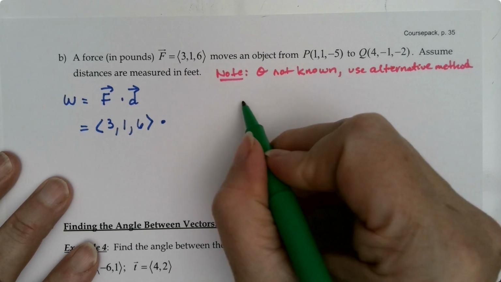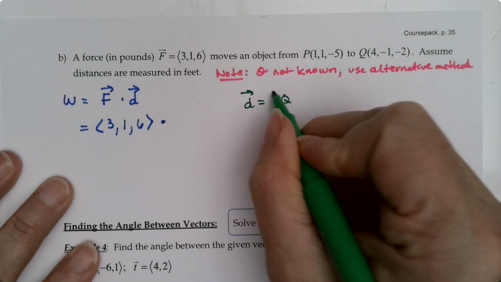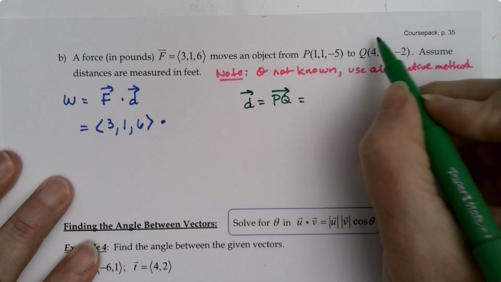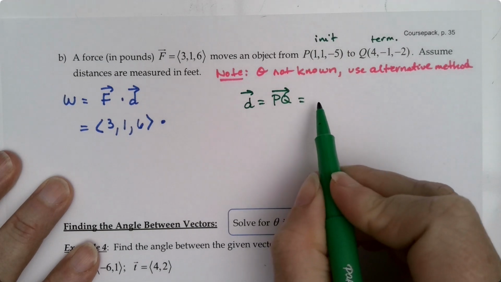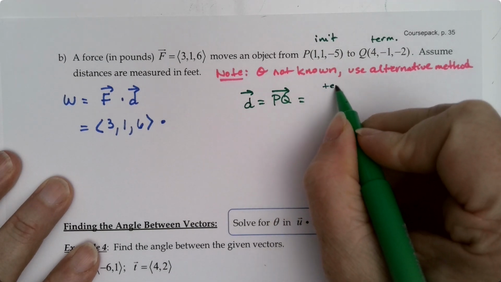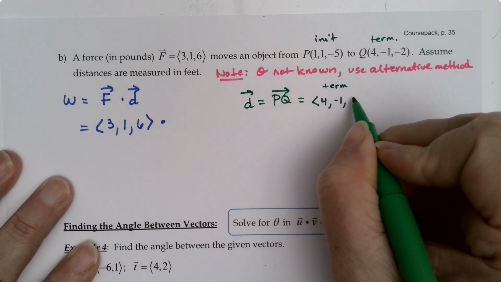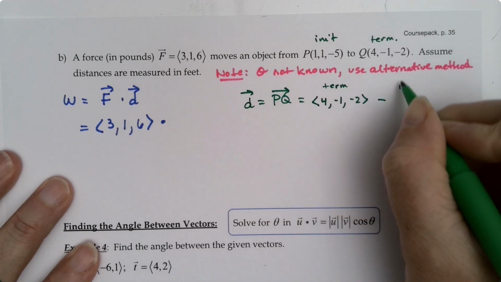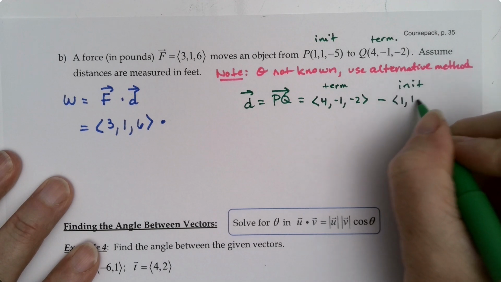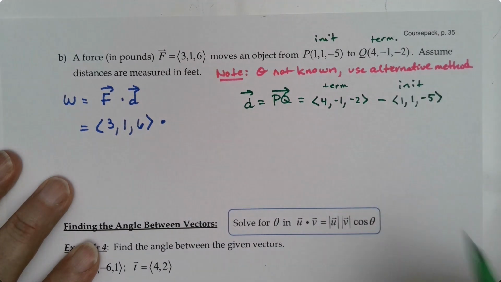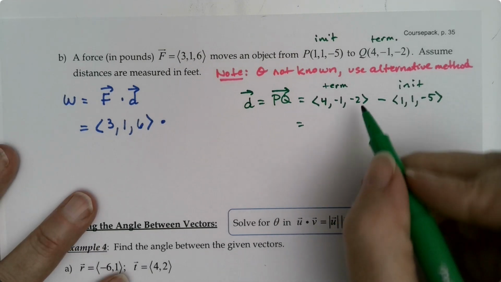So distance vector would be from P to Q. And remember, we get terminal, initial. So to do this, we're going to take terminal minus initial. So we're going to take 4, -1, -2, and we're going to subtract the initial, which would be 1, 1, -5. I'm just kind of making them into vectors, but you could wait and make it a vector at the end. It's no big deal.